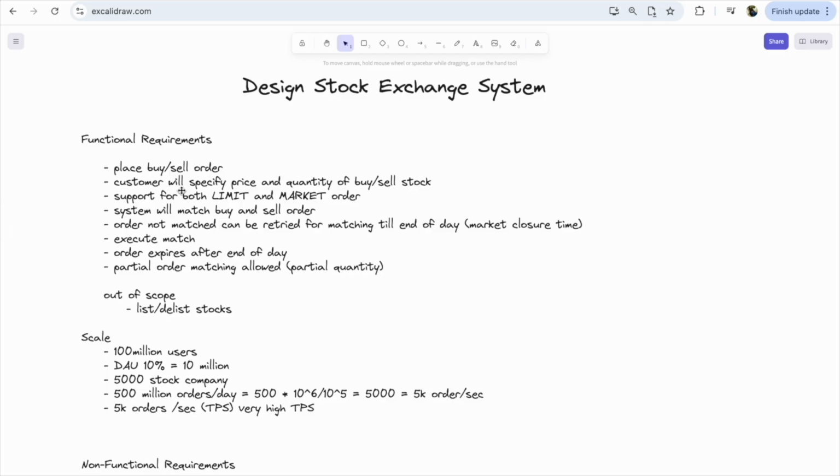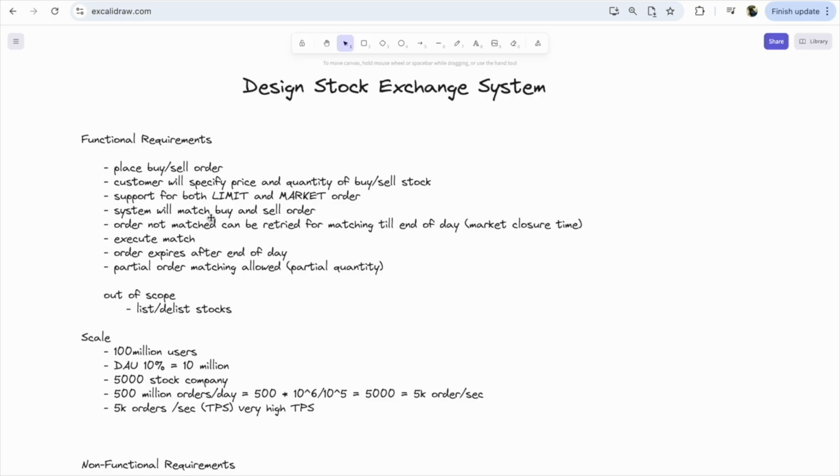Next, the customer will specify the price and quantity of the buy or sell stock. Support for both limit and market orders. We'll discuss more about this. A limit order is when the customer specifies a limit amount for the order, and a market order is when the customer wants to buy or sell at the market price.